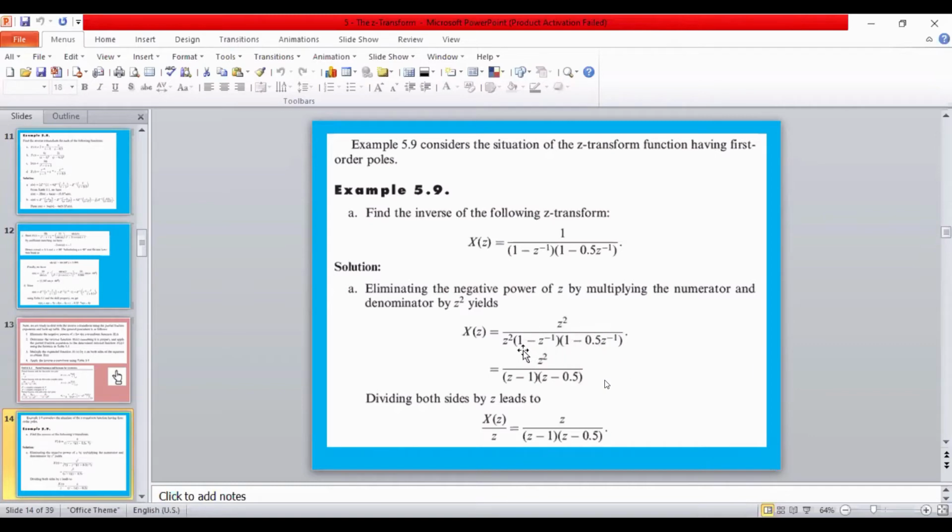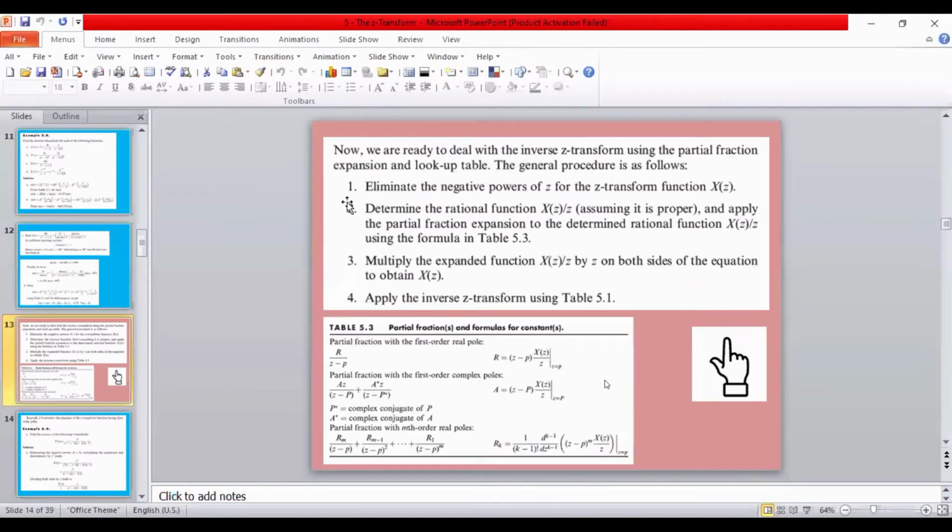So z squared will stay, of course, at the numerator. And then this z goes to z times 1 is z, and then z times z minus 1 is simply 1, right? So we just get this multiplication. We borrow one z for these brackets and another z for these brackets, and this way we get rid of negative powers here. So we just simply did the first step, okay? We did the first step here.